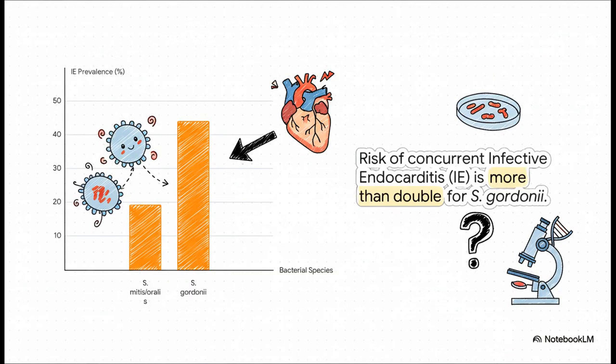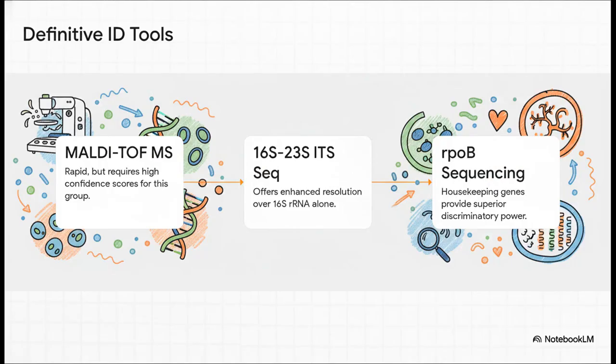And this chart shows exactly why that lack of specificity is so dangerous. Just look at the difference in risk. If a patient has bacteremia with the Streptococcus mitis or oralis group, the risk of having infective endocarditis is around 19%. But if that isolate is actually Streptococcus gordonii, that risk skyrockets to over 44%. That is more than double the risk. Nailing the species can literally be the difference in a doctor ordering an urgent echo or not. So the bottom line is, speciation matters a lot. So, how do we solve this puzzle?